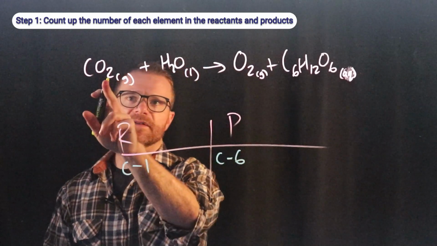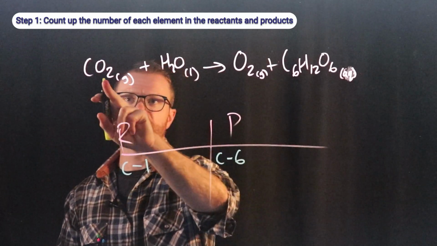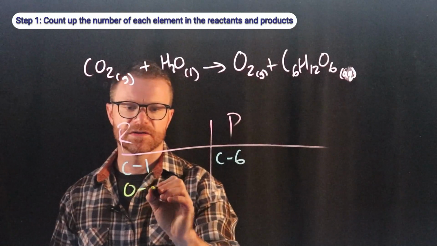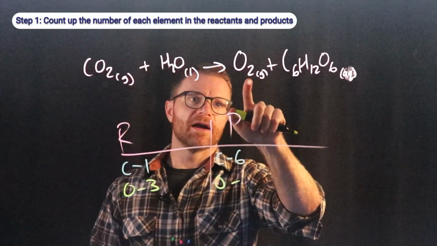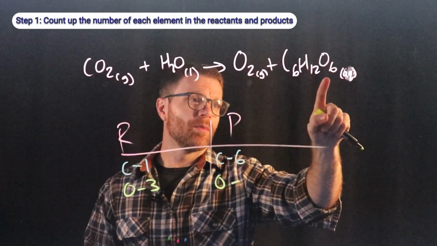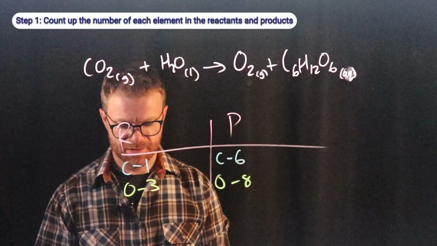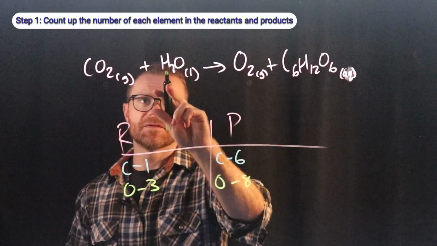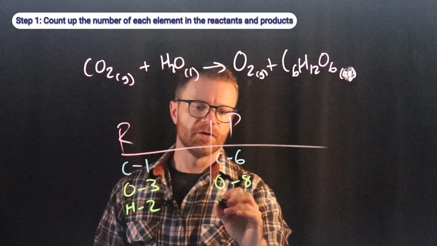Oxygen over here in my reactants, it looks like I have 2. Be careful, I also have 1 here. So 2 in my carbon dioxide and 1 in my water for a total of 3 oxygens. Same thing over here, I have 2 oxygens in my O2, but I also have 6 in my glucose for a total of 8 oxygens. And then my hydrogens, I have 2 in my reactants, and I have 12 in my products.